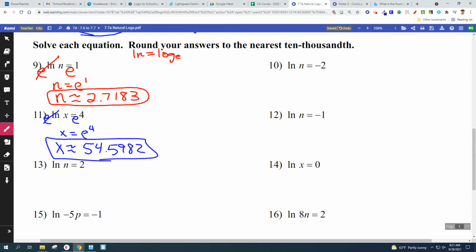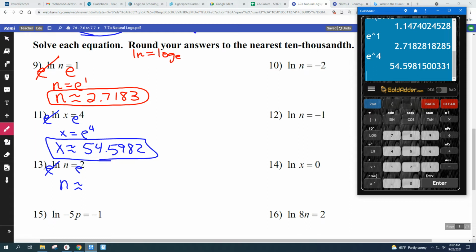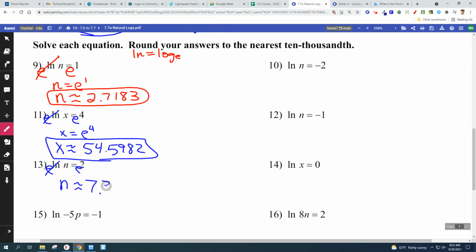Okay, so that's kind of the guts of it. We're going to have to do a base e. A natural log has a base e in it. This is just the exact same problem, right? Going to do an e squared. 7.3891. That's too easy.